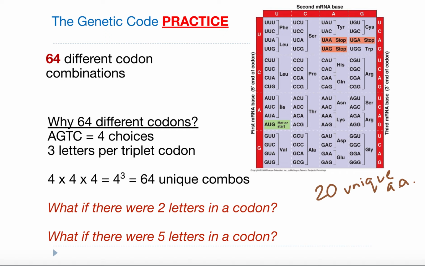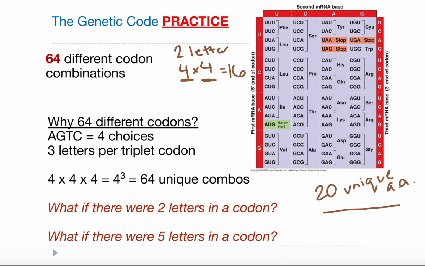If I did just 2-letter combos, and you multiply the options for each letter, the first letter could be A, G, T, or C, so that's 4 different letters I could use. And for the second letter, I could use A, G, T, or C. That's another 4 letters I could use. So I would actually only get 16 unique combos, which isn't sufficient to code for 20 unique amino acids.